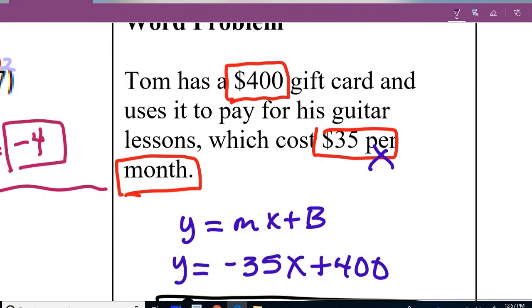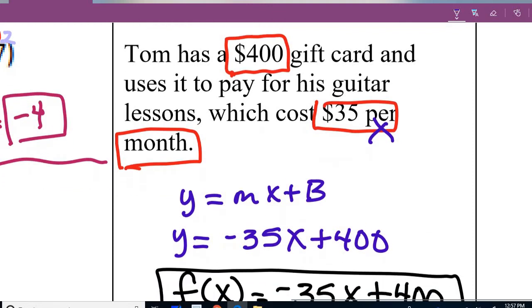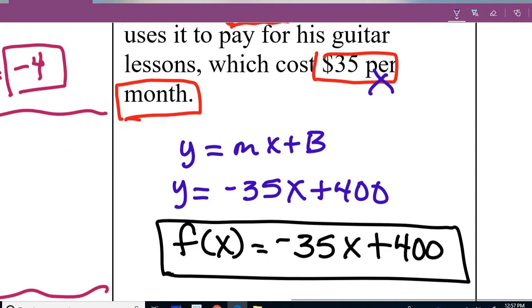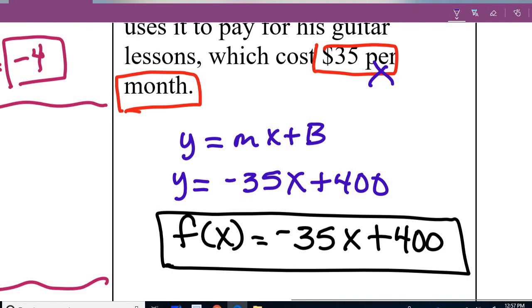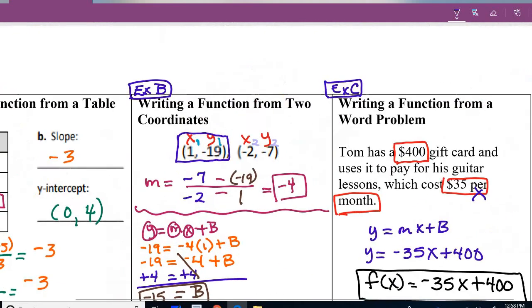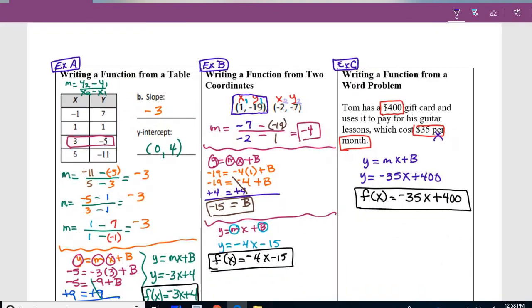You started with $400, and you're going to take out $35 from the $400 every lesson that you take for your guitar lessons. So I put it in slope-intercept form, which is y equals mx plus b, and so I have y equals negative 35x plus 400. Change that into a function and change out the y to f of x. So now I have the function f of x equals negative 35x plus 400. So now we have worked A, B, and C.